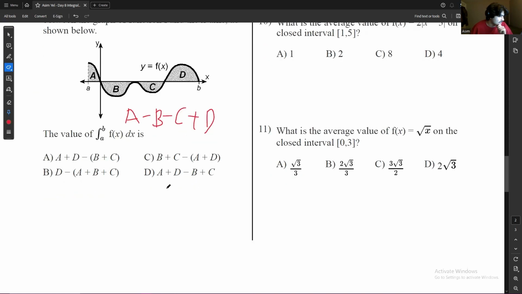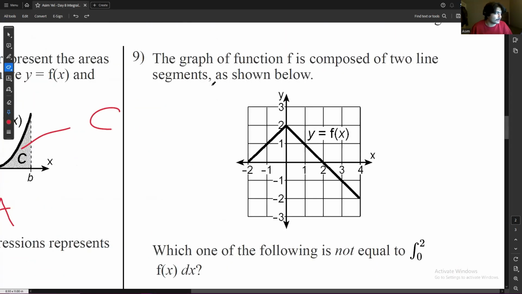So A plus D, no, not this one. A plus D, no, not this one. Yeah, this one. Why this one, guys? Because we're adding A plus D, and then we are subtracting B plus C, which, if you distribute the negative inside, gives us negative B and negative C, which is actually the same thing. This is our answer. Question number 9.